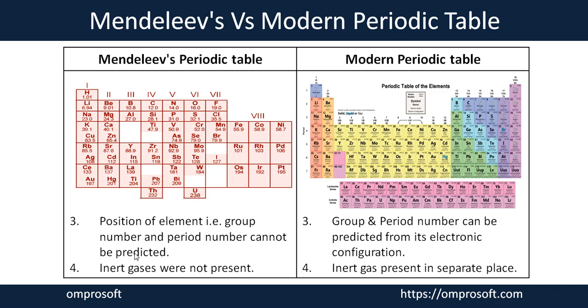The next difference is the inert gases. In Mendeleev's periodic table, no inert gases were present. But in the modern periodic table, there is a separate section of inert gases. The complete 18th group represents the inert gas group, in which all the elements present are inert in nature, meaning they are unreactive in the open environment. That's why this group is also called the zero group.